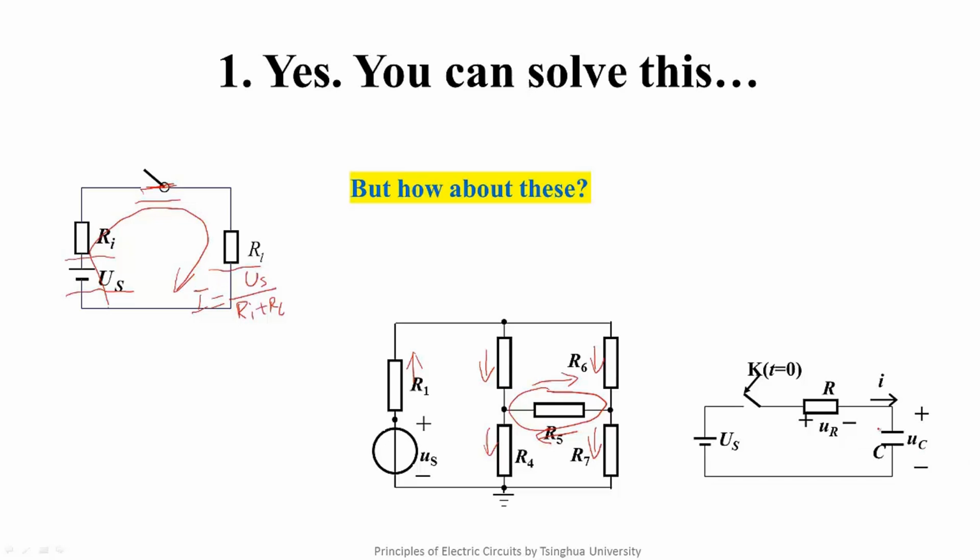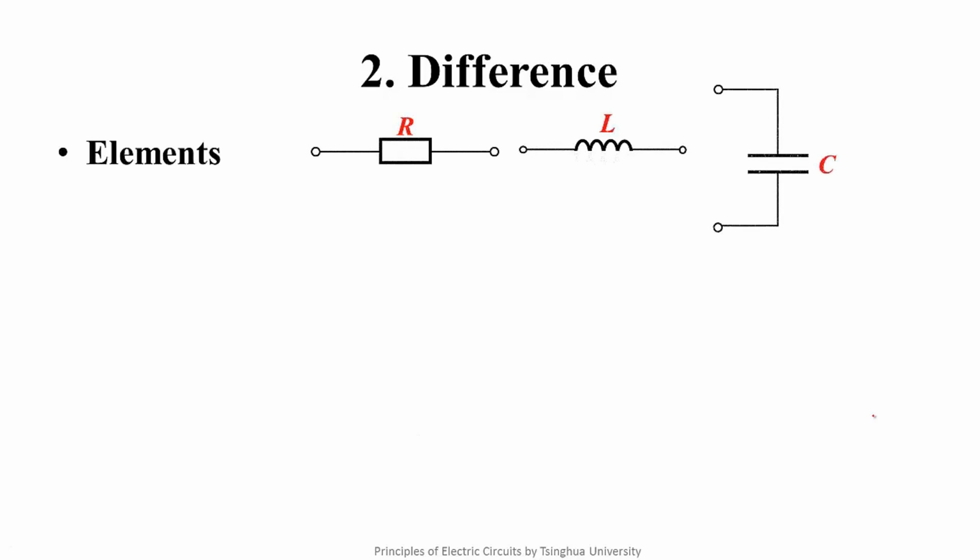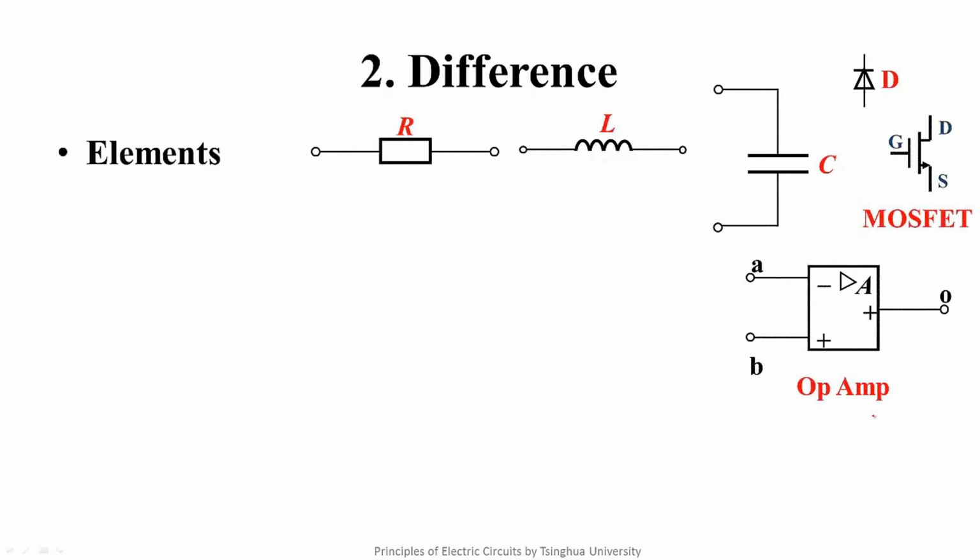The right circuit looks more complicated. It has a new element, the capacitor. The capacitor makes the analysis more complicated and also makes the circuit more powerful. Now we formally talk about the differences between the electric circuit course in university and in middle school. Firstly, in the university course, elements are various. Besides the resistors which you've learned, there are inductors, capacitors, diodes, MOSFETs, operational amplifiers, and other elements.